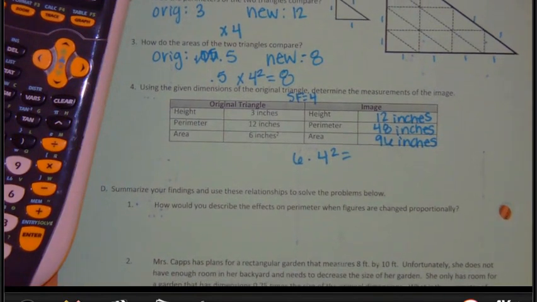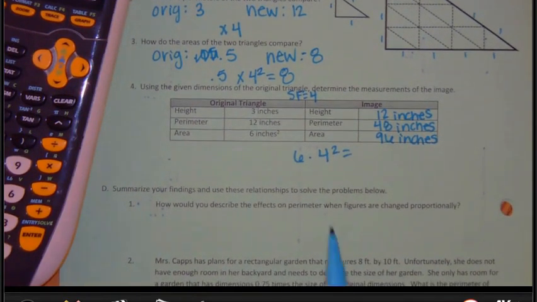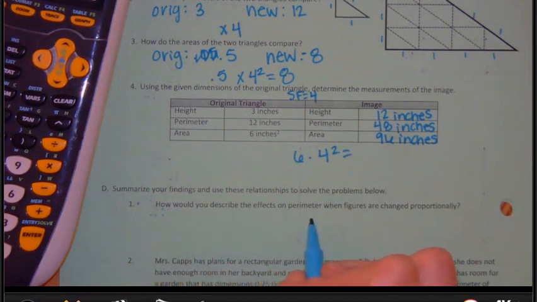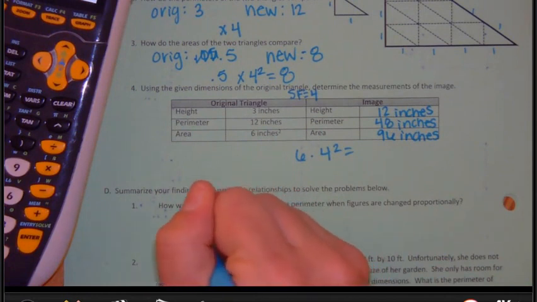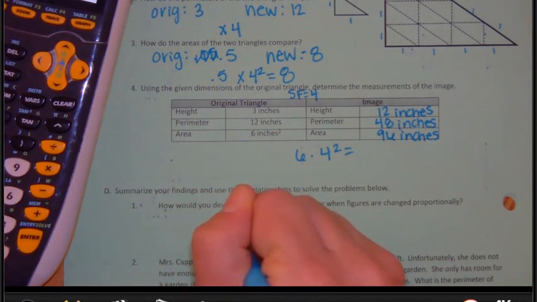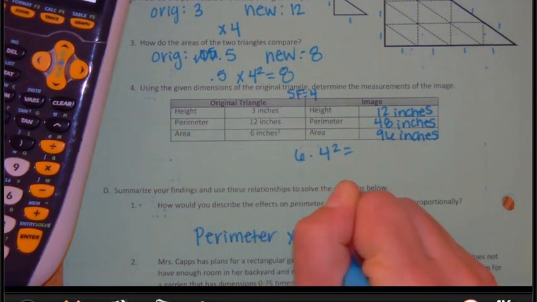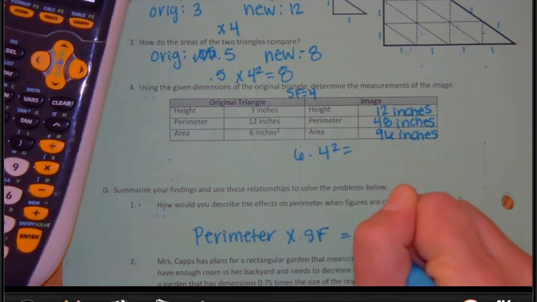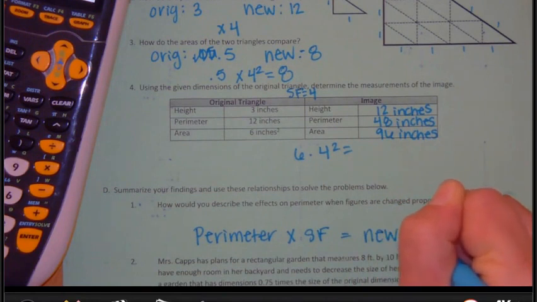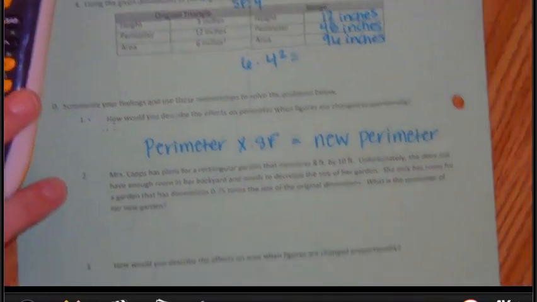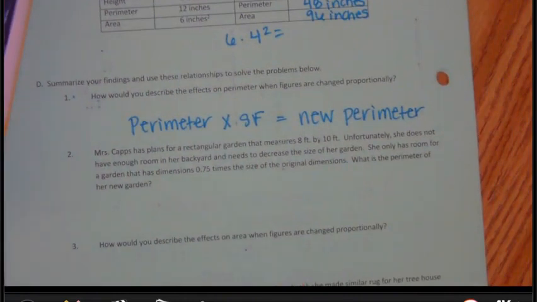Letter D, let's summarize your findings and use the relationships to solve the problems below. So how would you describe the effects on perimeter when figures are changed proportionally? And this is the easiest way. I would say I'm going to take my perimeter, multiply my scale factor to equal my new perimeter, which is what we did. We took our perimeter, we multiplied it by our scale factor to get to our new perimeter.